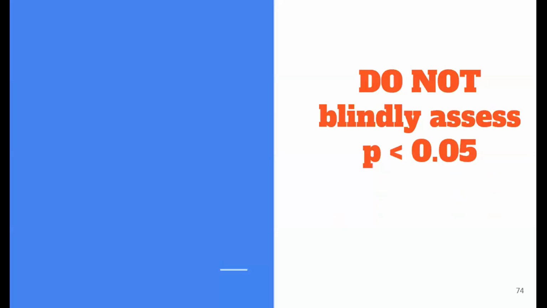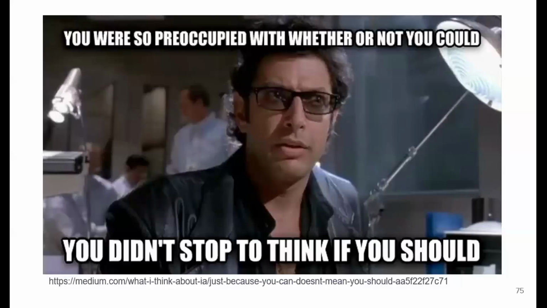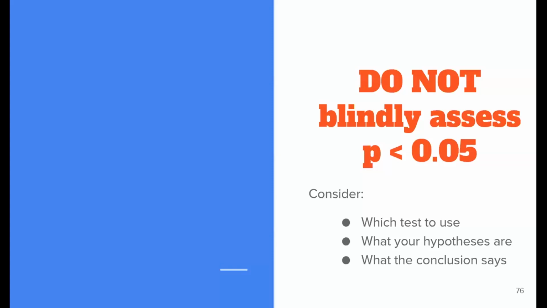And secondly, do not blindly assess a p-value of less than 0.05. It's really nice that it's easy to calculate a p-value, and we have tools that quickly calculate that for us. But don't blindly assess that, right? You might have been so preoccupied with whether or not you could that you didn't really stop to think if you should. And specifically, I want to warn you to consider which test you're using, and based on that, what your hypotheses actually are. What is the null hypothesis? What is the alternative hypothesis? What is it actually telling you? And how do you use what the conclusion actually says? Does it answer the question that you're talking about?